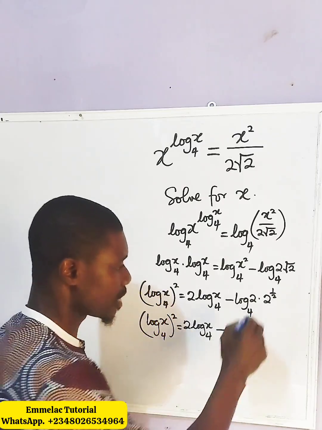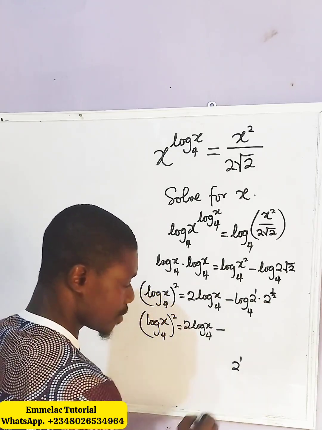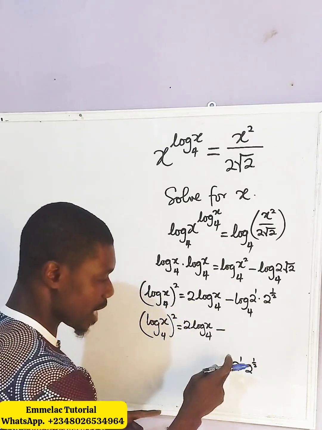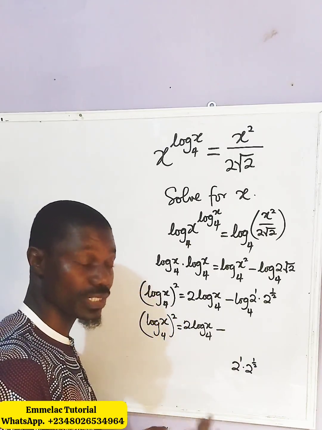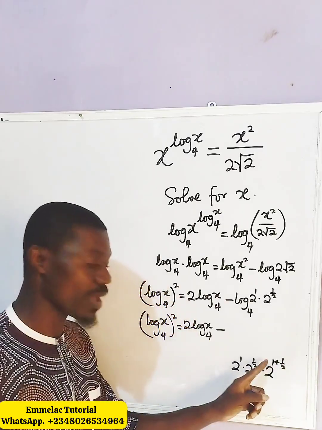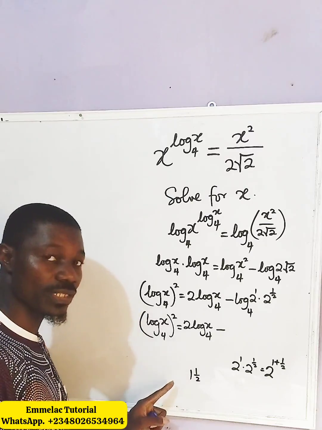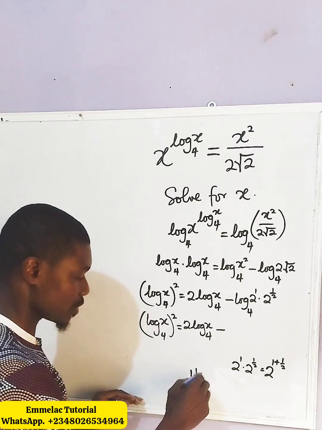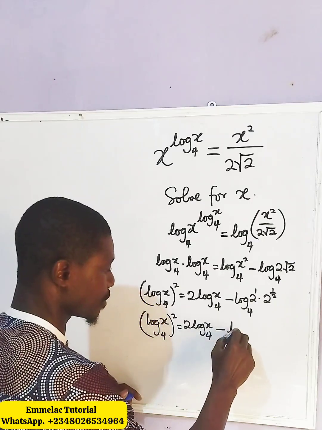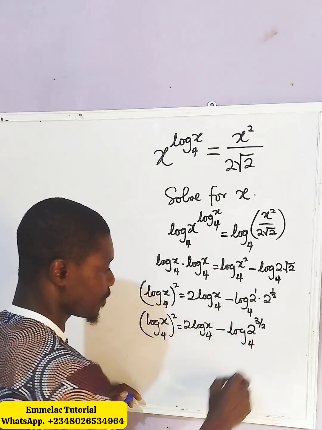Now let us simplify this. Take note that this is the same thing as 2 raised to the power of 1. And if you have 2 raised to the power of 1 times 2 raised to the power of 1 over 2, we can actually add the exponents because the base is the same. So here we have 2 raised to the power of 1 plus 1 over 2. And when we add 1 to a half, we have 1 whole number 1 over 2. Now making this an improper fraction, we have 3 all over 2. All of this gives us log 2 raised to the power of 3 over 2 base 4.